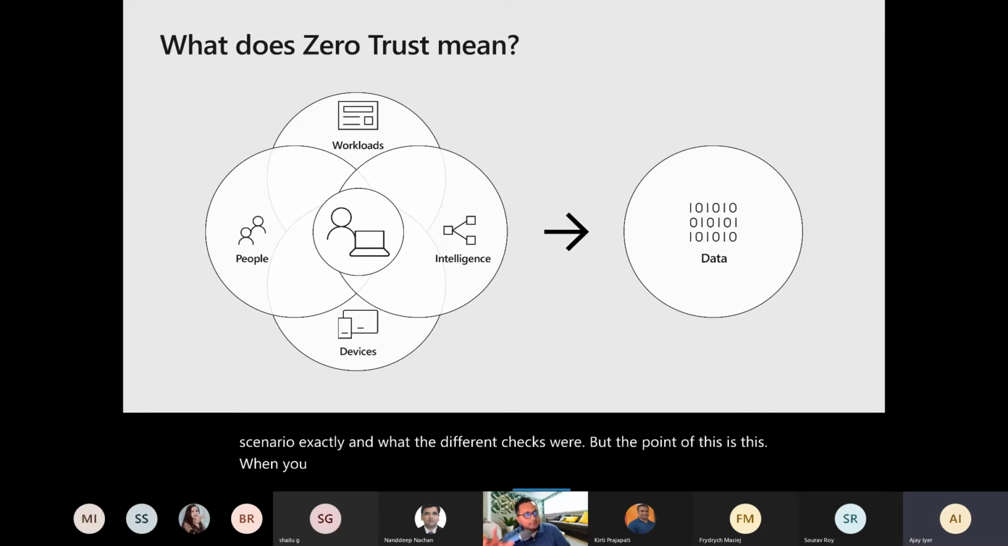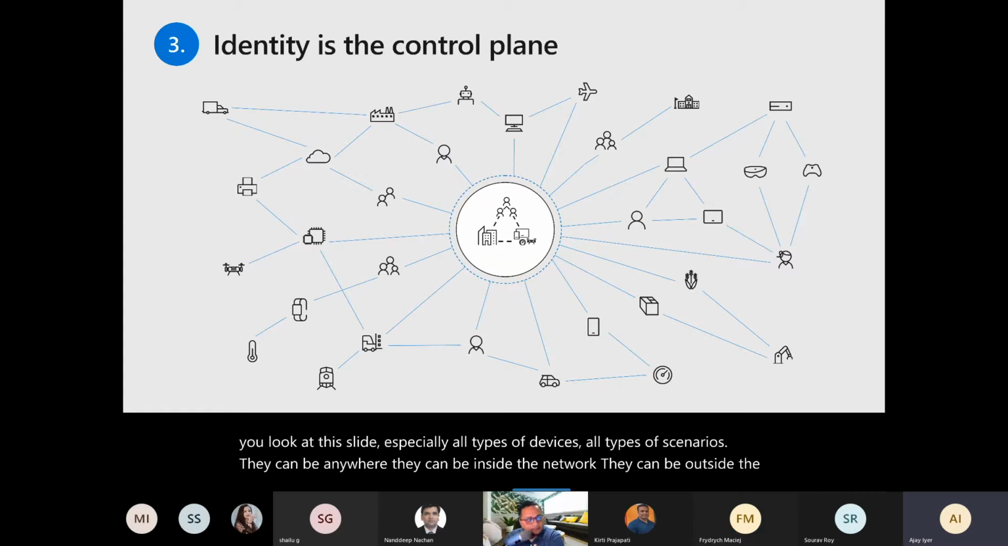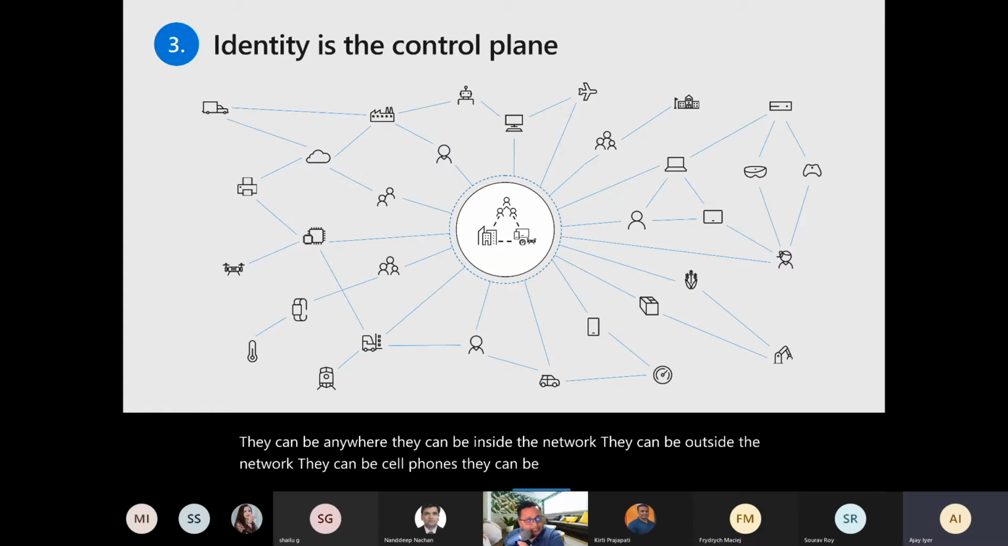When you think about zero trust, it's about the fact that all devices, if you look at this slide especially, all types of devices, all types of scenarios, can be anywhere. They can be inside the network, they can be outside the network, they can be cell phones, smartwatches, IoT devices, physical desktops, other clouds. I may have data sitting in AWS, for example, that has some interactions with the Microsoft cloud. There can be any number of scenarios where any number of systems or devices can access or may need to access our information.